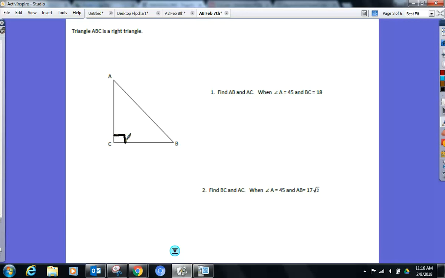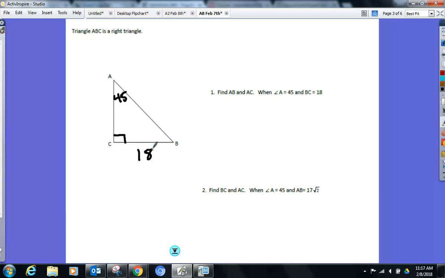And in number 1, I'm telling you that A is 45. So right off the bat, I know I'm dealing with a special right triangle. In this case, what is it? It's a 45, 45, 90. Because I'm going to introduce you to a second special one in a minute. But this one, 45, 45, 90. BC, 18. Find the other two sides.